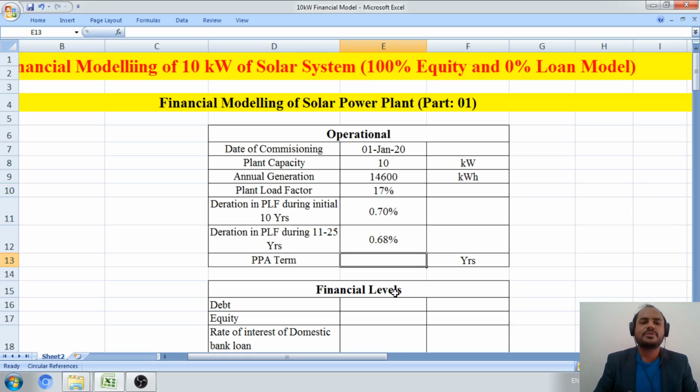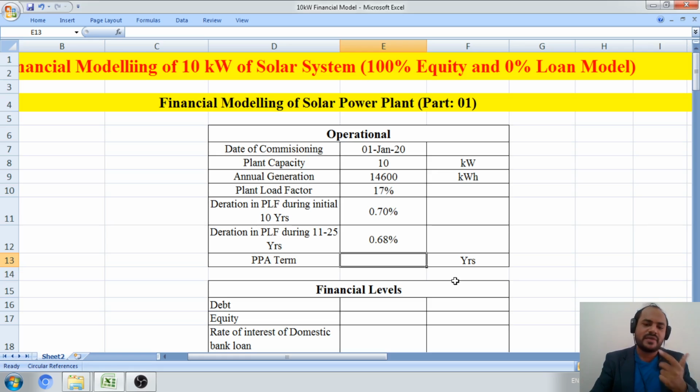There are three types of power purchase agreements: short term, medium term, and long term. Basically, long-term agreements are more beneficial when we compare the financial modeling, because they give us security that for this span of years our electricity will be sold, or purchased by the utility grid, that is a distribution licensee, the Power Exchange, or any private industry under the open access market. That is why we have to consider the power purchase agreement term.